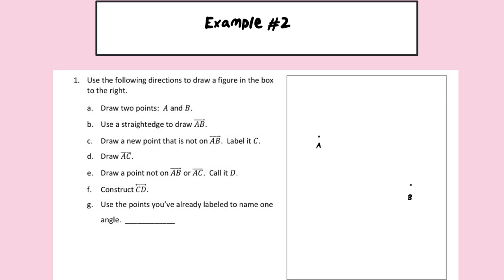Our next direction tells us to use a straight edge to draw AB. And if you look at the direction on the top, we see an endpoint with a small arrow, which is telling us to draw a ray. So here I am with my straight edge angled in between A and B. So here I had my straight edge, and I drew a line segment between A and B.